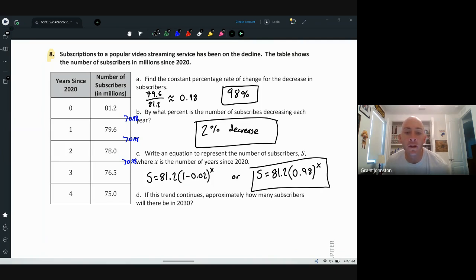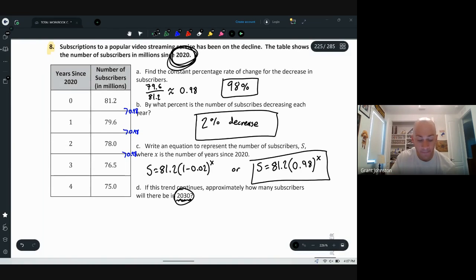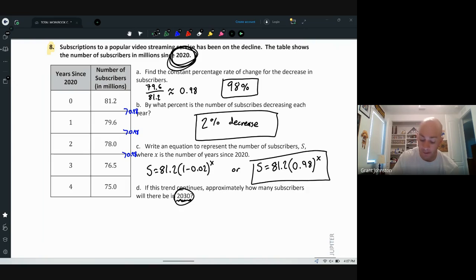So D says if the trend continues, approximately how many subscribers will there be in 2030? Okay, so in the year 2030, now remember, we were talking about the year 2020, right? So 2030 is 10 years from 2020. So I'm going to substitute in 10. So the subscribers are going to equal 81.2 times 0.98 to the power of 10.